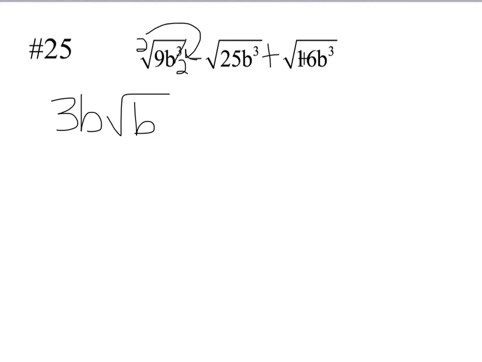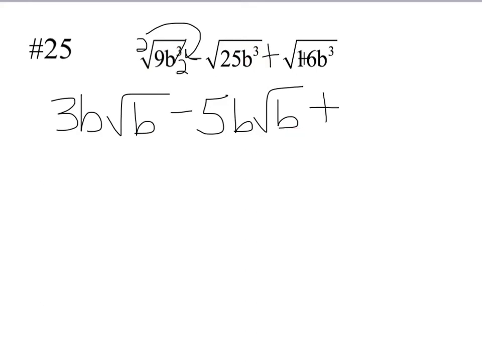Remember, the amount of times that your index can go into your exponent is how many variables you can bring out front. And then how many are left over after you take all of those out are how many variables will stay inside the radical. All right. Minus the square root of 25 is 5. And then again, b cubed is going to end up being b square root of b, just like it was here. Okay, nothing changed. B cubed, I brought a b out front, I left a b inside.